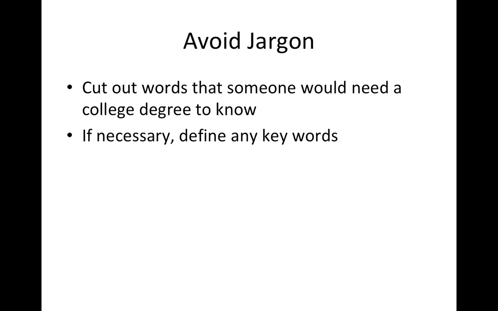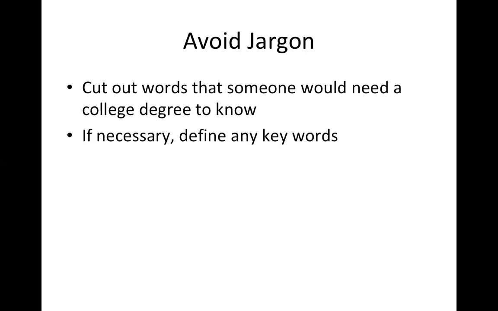You want to avoid jargon. This is one of the main problems with science writing. When we're talking in an in-group, we might use a bunch of words that no one else understands. You want to cut out words that someone would need a college degree in that topic to know. And if the word is necessary, you want to define it for them.